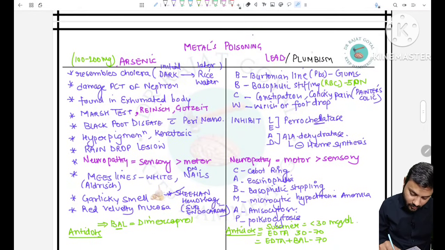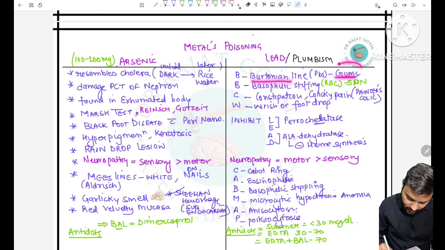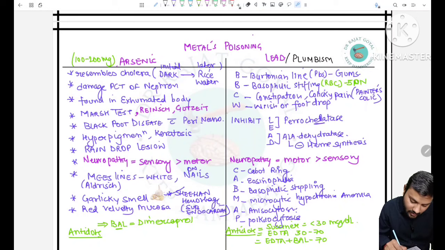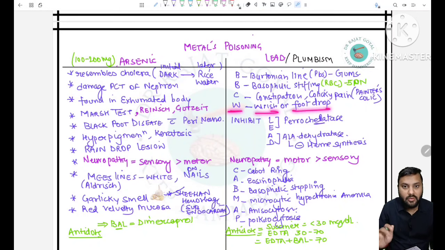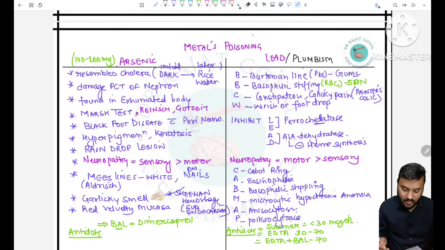If we talk about lead poisoning, also called plumbism, BBCW are the features. B for Burtonian line, which we have already seen on the gums. They are the bluish or blackish line, and the next B is for basophilic stippling, which we can see in the RBC. Then C for constipation or the colicky pain, which is also called painter's colic, because lead is mainly present in paints. And W for wrist or foot drop. Wrist and foot drop is there because motor neuropathy is mainly the feature of lead poisoning.